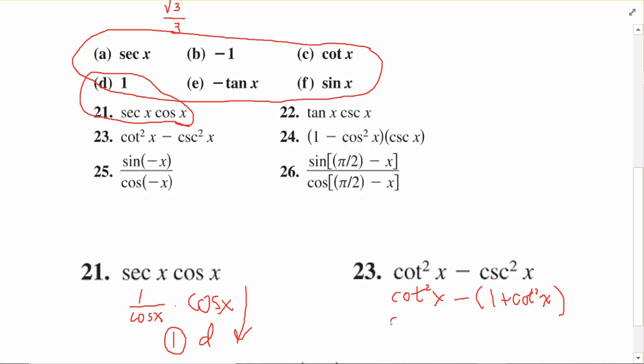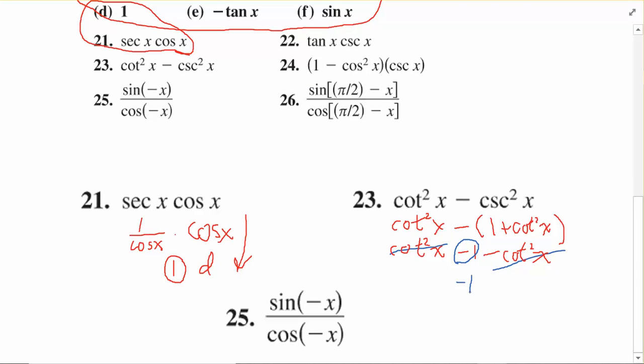Now, if I distribute that negative on the outside of the parentheses, I get -1 and negative cotangent squared. And then lo and behold, the negative cotangent squared cancels with the cotangent squared, and what's left is -1. So the answer is -1, which is answer B.